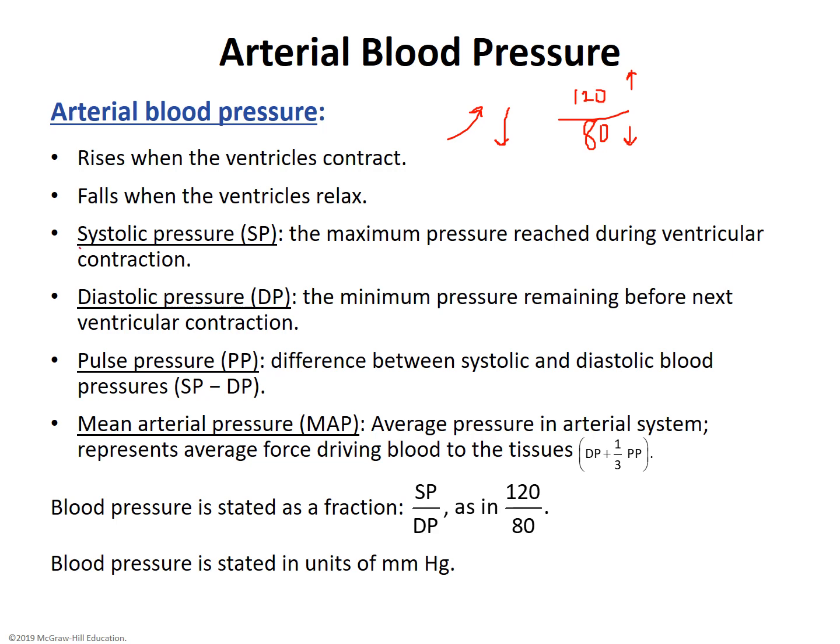So systolic pressure is the maximum pressure reached during the ventricle contraction. Again, this is left ventricle contraction.